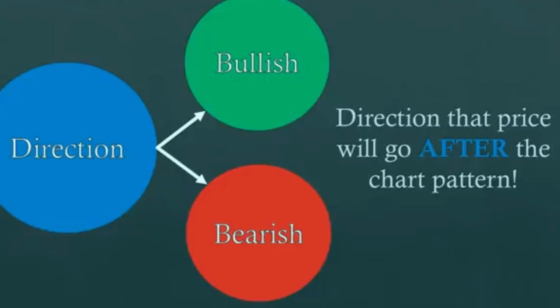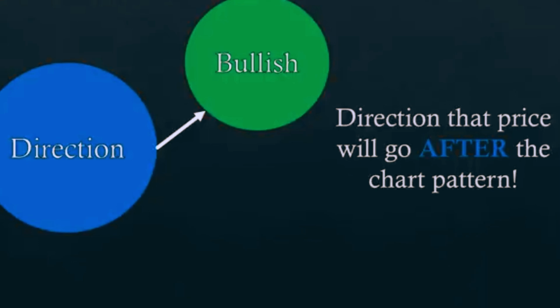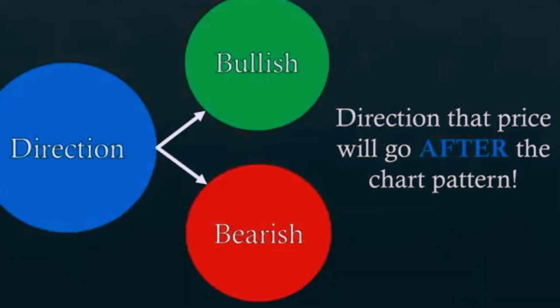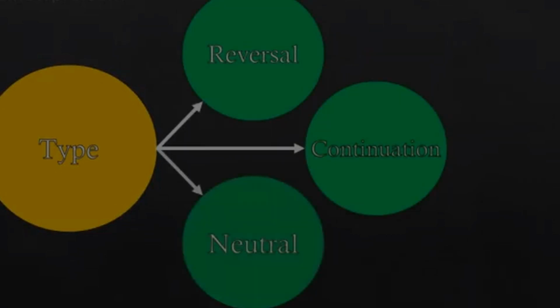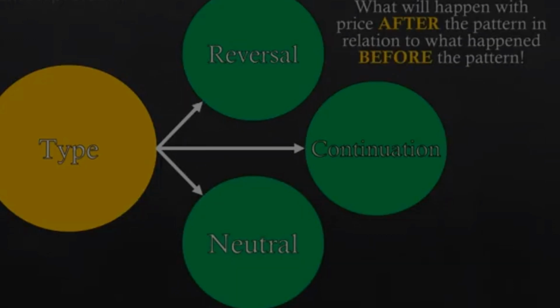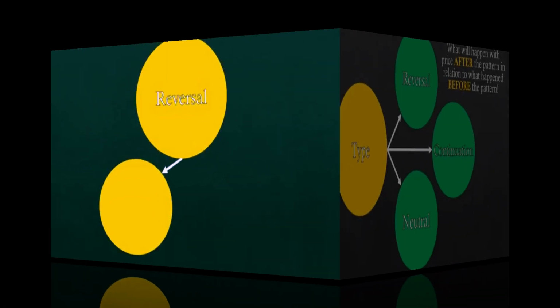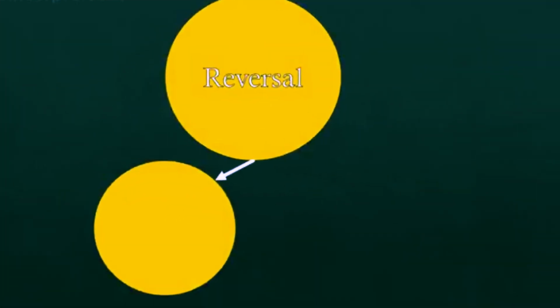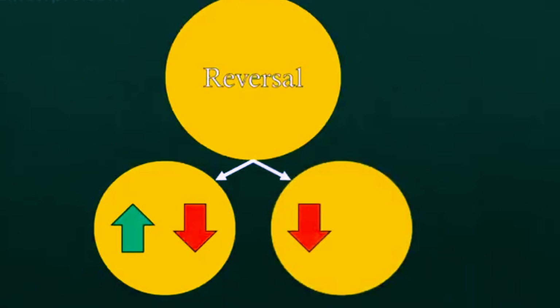A bullish pattern suggests that the price will rise after the pattern forms. A bearish pattern suggests that the price will fall after the pattern forms. The second classification is based on type, which further refines our understanding of the pattern's impact on price movement. There are three main types: reversal patterns. These indicate a change in direction. If the price is rising and a reversal pattern appears, it suggests a downward movement. Conversely, if the price is falling and a reversal pattern forms, it signals an upcoming upward move.